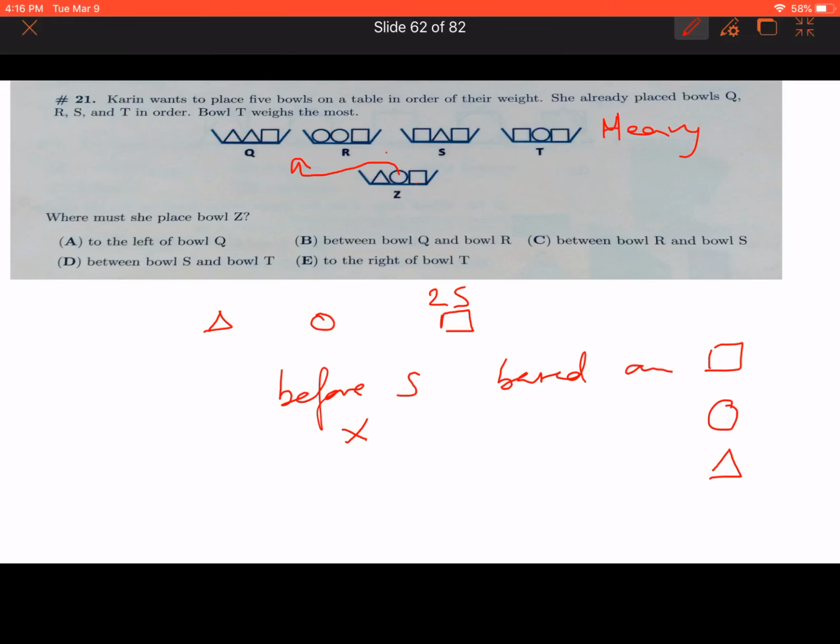And in Z also we have a triangle, and in Q also we have a triangle. But Q is not having any circle and Z is having a circle, right? So we are having the first heaviest, second heaviest and third heaviest material in Z, whereas Q is having only the first heaviest and the third heaviest, right? So we can say that Z can stand between Q and R.